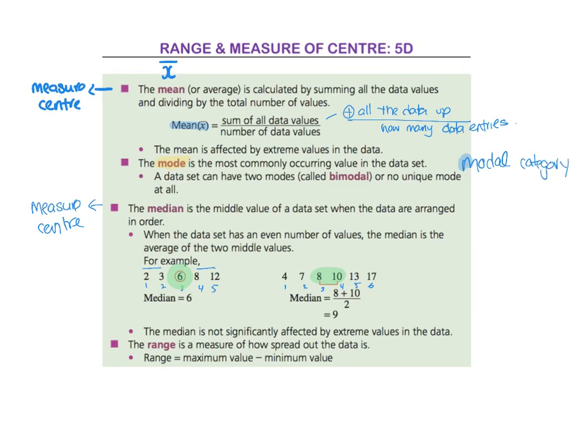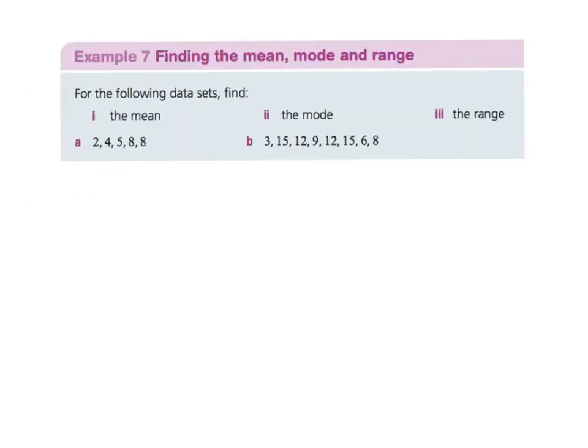Now the range is always the maximum minus the minimum. So you just get the biggest value and minus the smallest one, okay? So we go on to the next. Let's do a couple of examples.